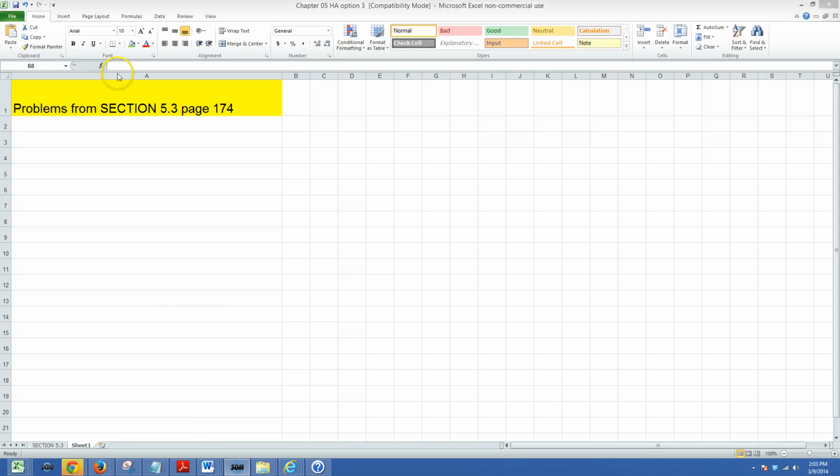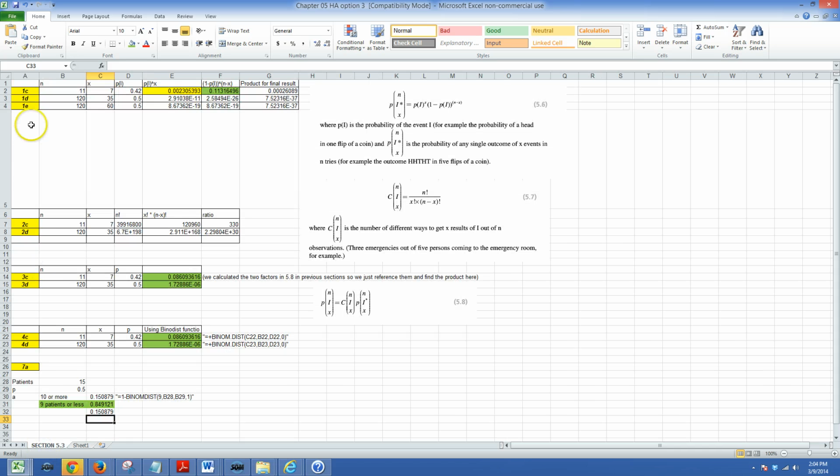Okay, so this is examples similar to section 5.3 on page 174. So here goes. Question 1, I'm going to do part C to D and C to E actually. And we're asked to use equation 5.6, which I have shown here. And you want to make sure you download the Excel document while watching this video so you can follow along.